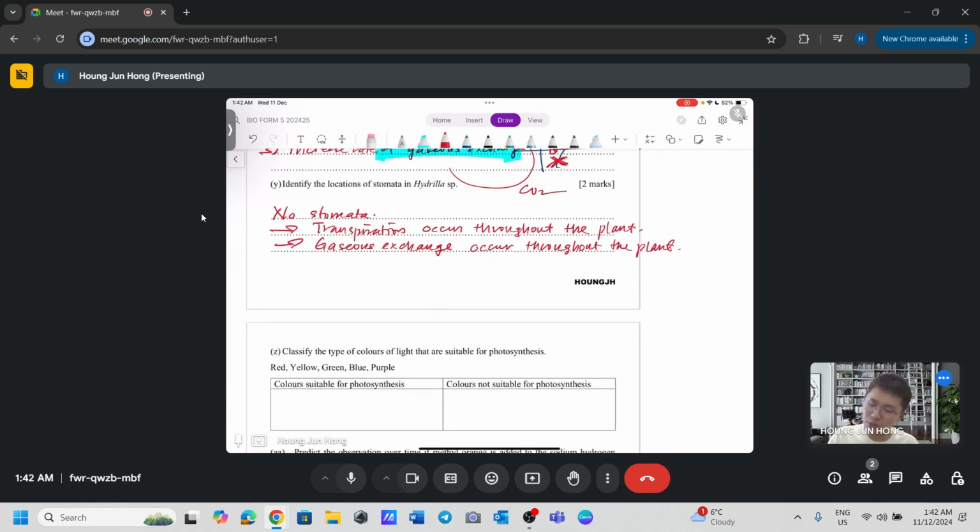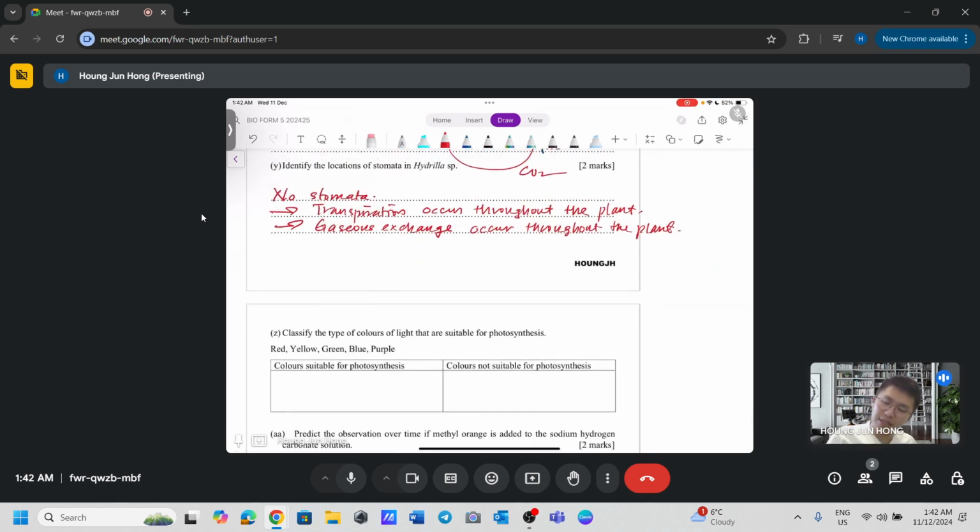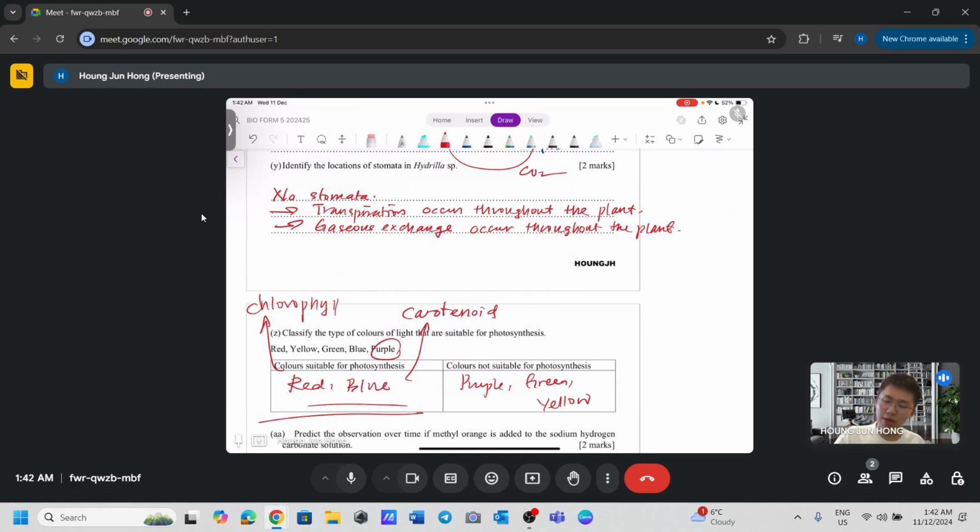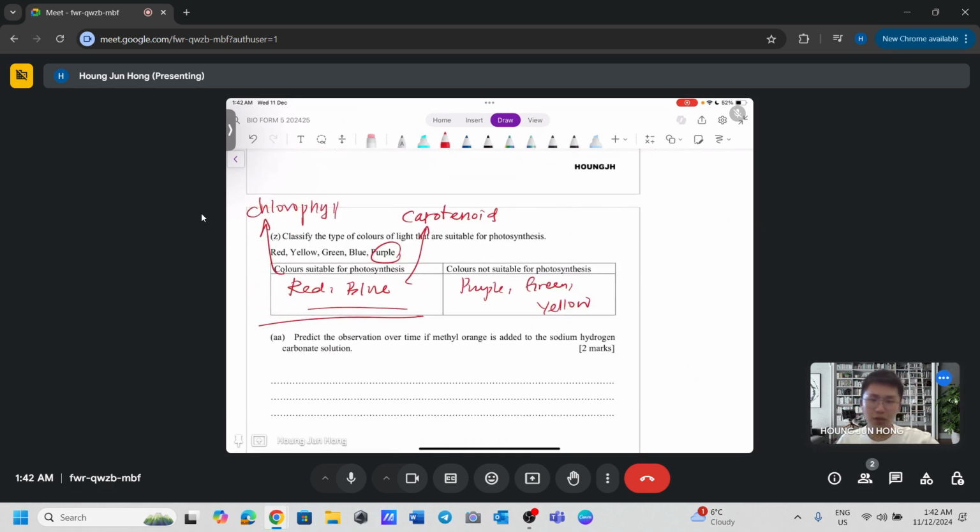Okay, like the last two questions over here. This one should not be difficult, basically the color. Remember, we only accept red and blue. Purple is very close but not accepted. Purple, green, yellow are not accepted. Only accept red and blue. Red is chlorophyll, if you remember. Blue is carotenoid. Okay, let's continue.